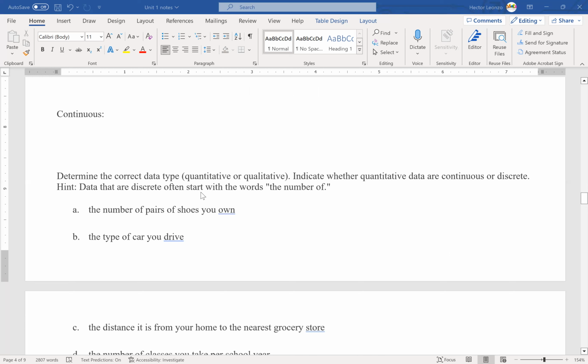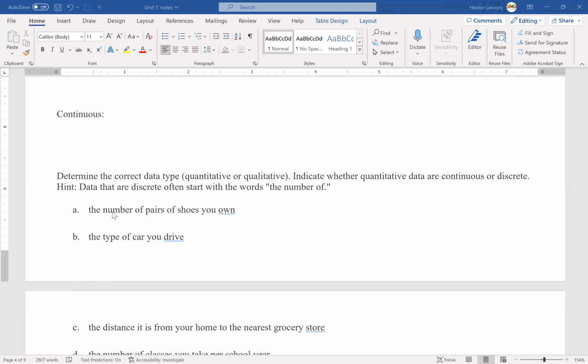Okay, so let's take a look. Determine the correct data type, is it quantitative or qualitative. Indicate whether quantitative data is continuous or discrete. So going back to what we said yesterday, qualitative, quantitative. If it is qualitative, remember, I can separate it into groups, not numbers, groups. Quantitative are numbers, but quantitative could be discrete or it could be continuous.